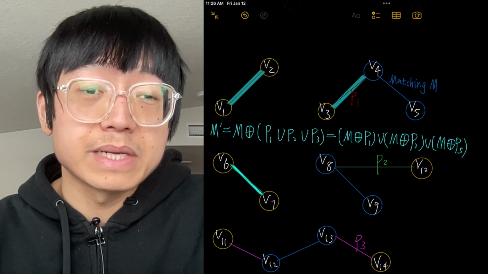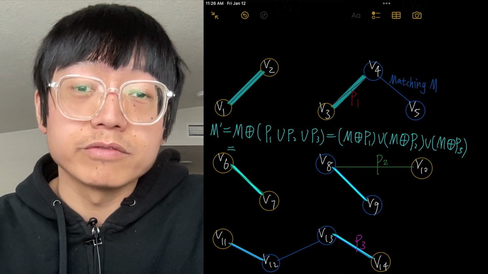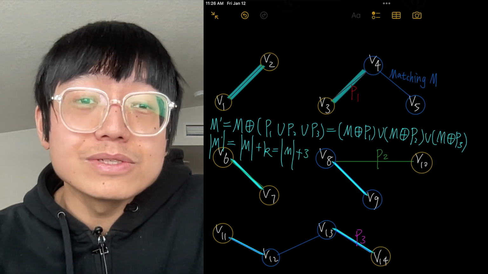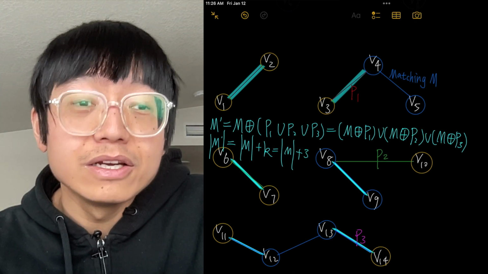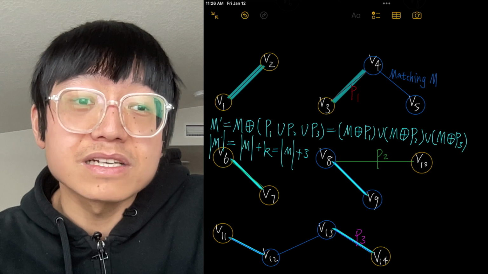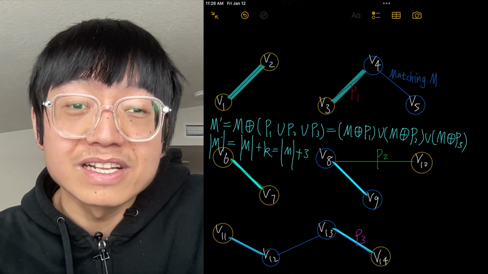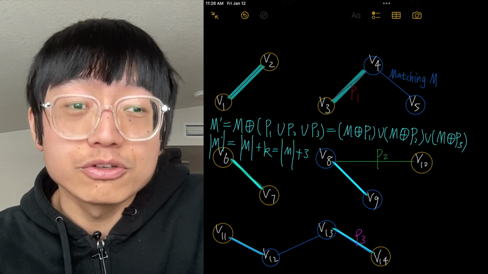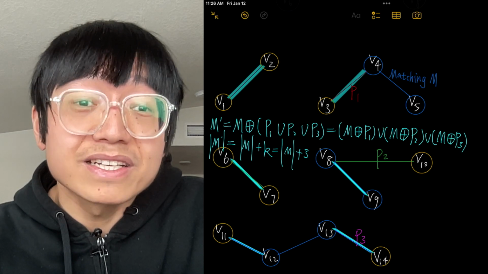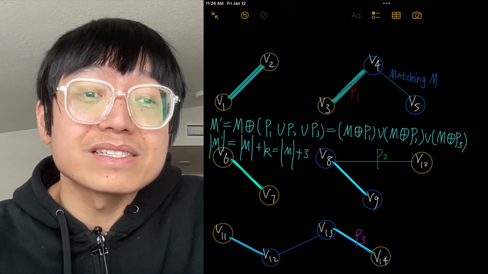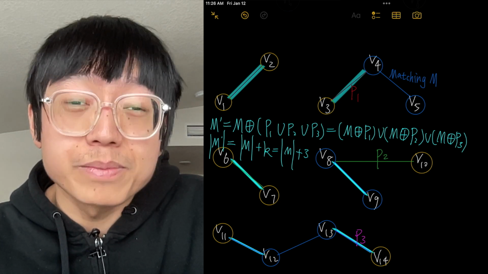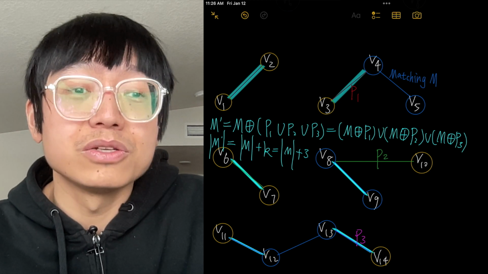So as we take the symmetric difference of M with the union of all of the paths, the result will be a new set, which is M prime. Using the lemma, we can add each path Pi to the matching M through the symmetric difference operation, which increases the size of the matching by 1, and since the paths are vertex disjoint, they contribute to increasing the matching size independently. After applying all k vertex disjoint M augmenting paths, the size of the new matching M prime is the cardinality of M plus k. This is because each path adds one additional edge to the matching.